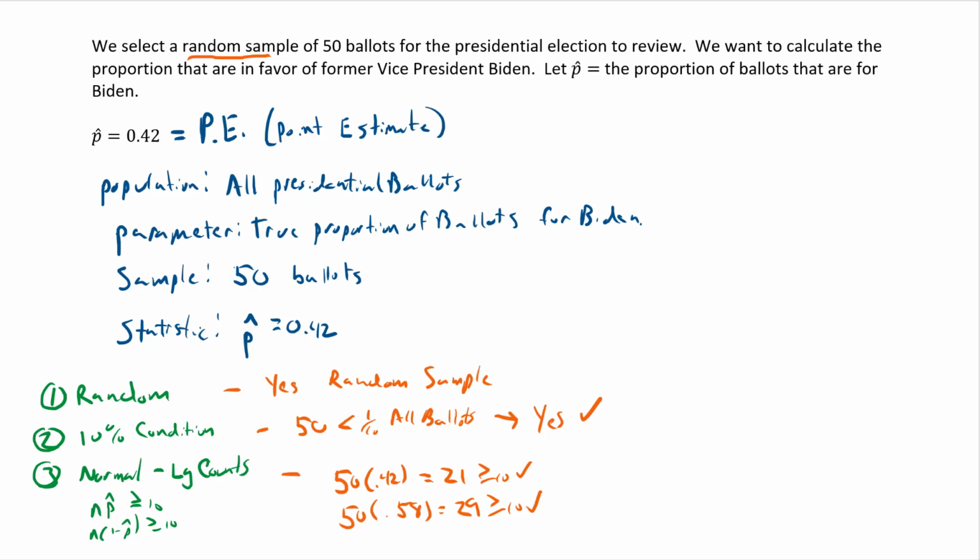So therefore, when you're writing this out and you have to go through any conditions, check this off to make sure you can go forward.